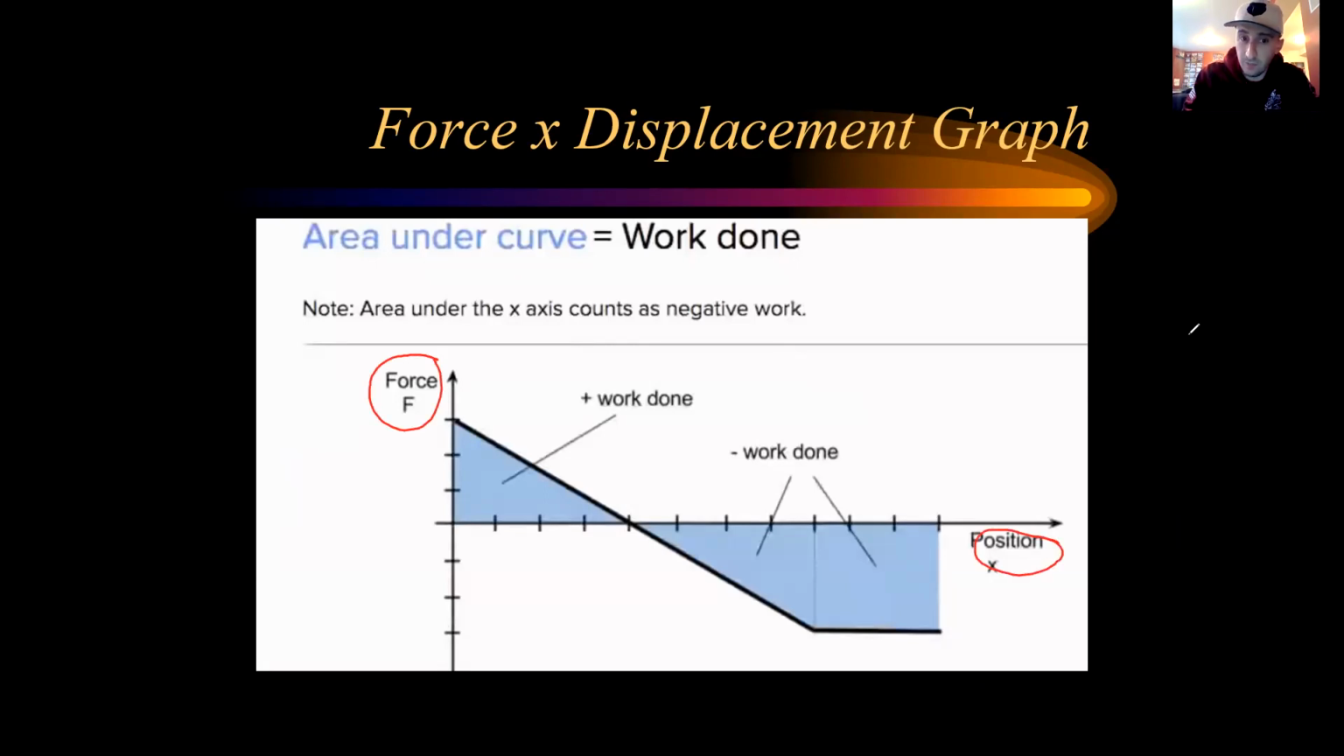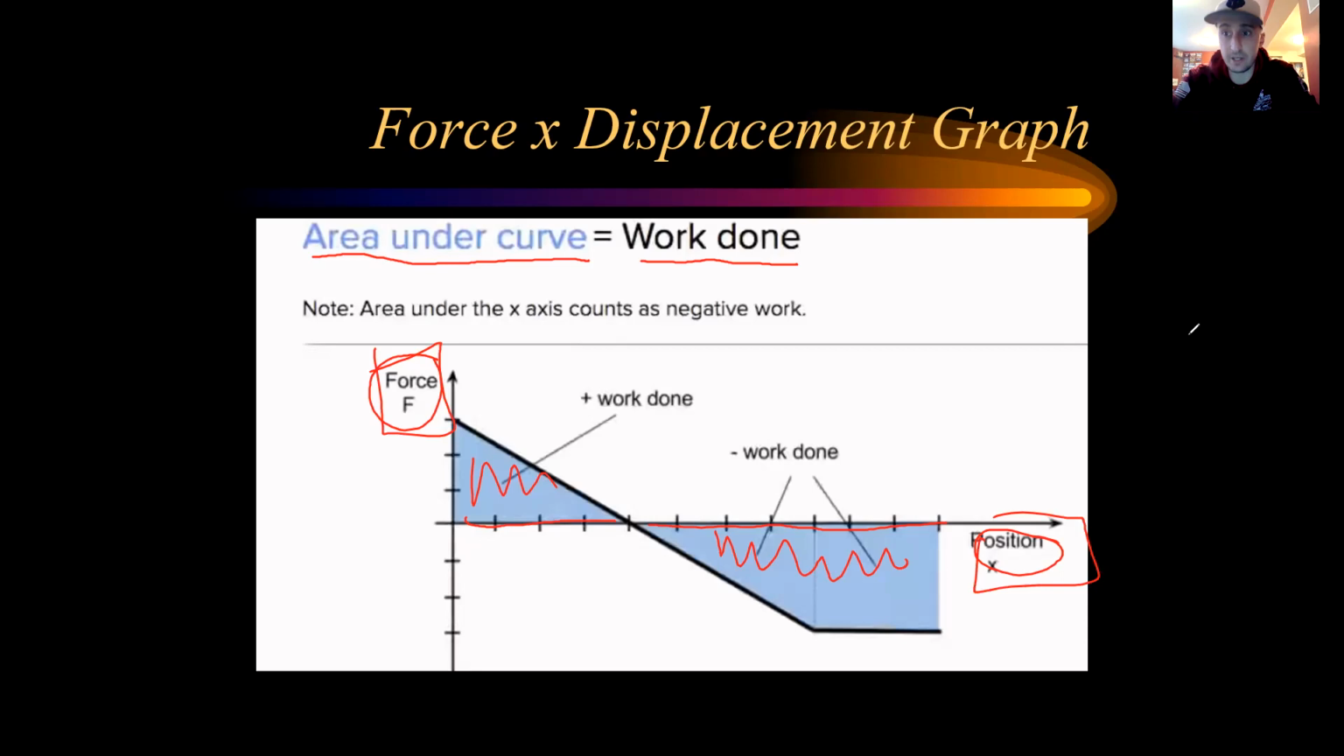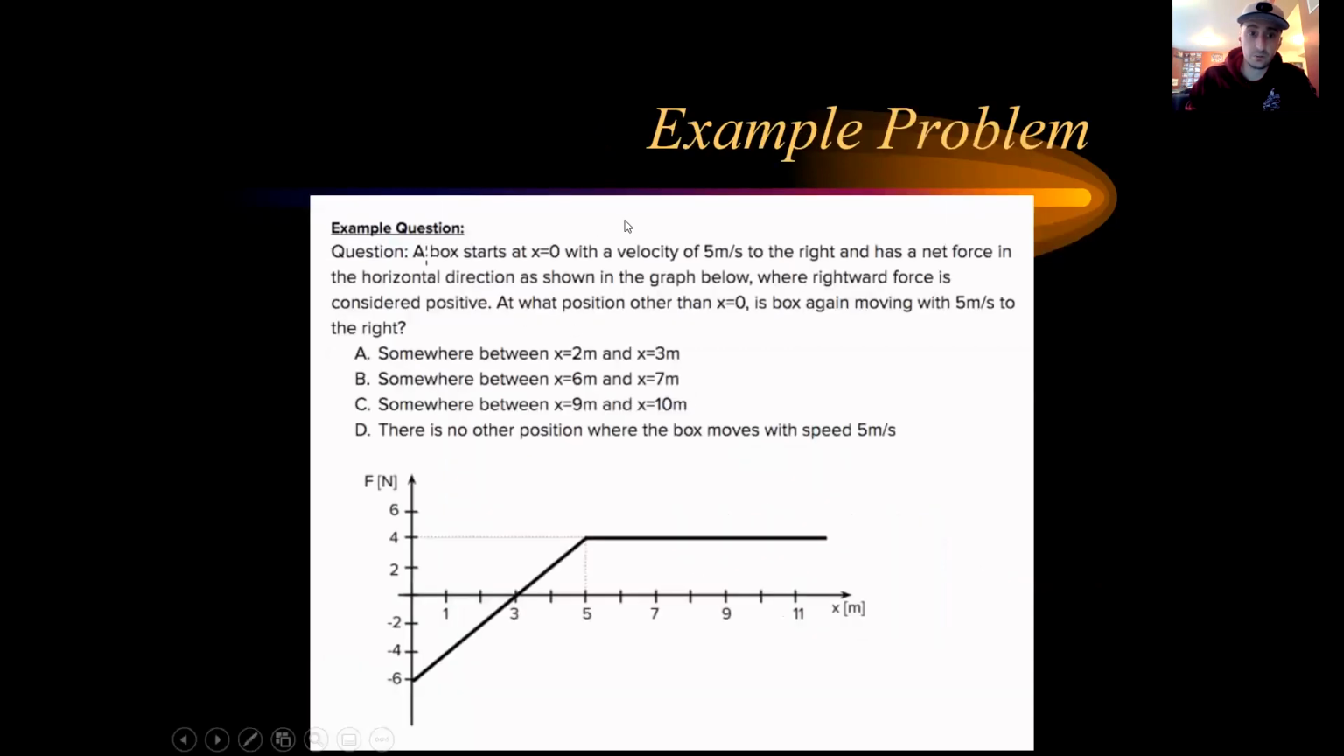If you have a force by displacement graph, the area under the curve is equal to the work done. If it's above the x-axis, this is positive. If it's below the x-axis, this is negative work. This is just like trying to find displacement from a velocity versus time graph. You find the area under the curve; above it's going to be positive, below it's going to be negative. But this has to be a force by displacement graph. So let's try this problem here.